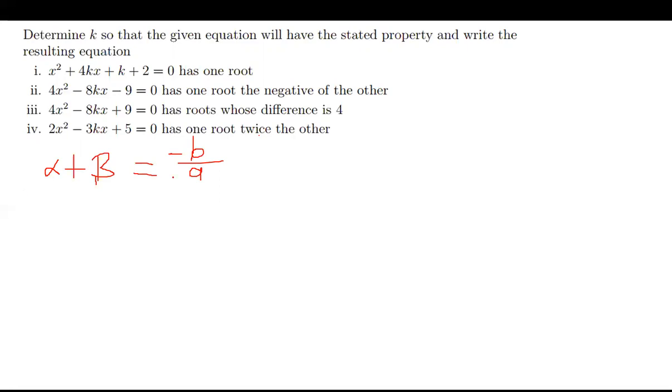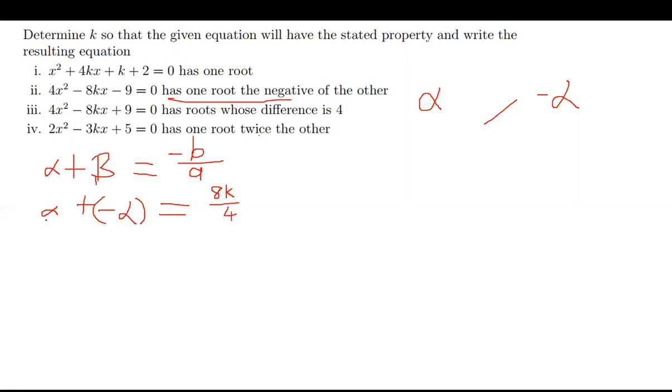So alpha plus beta, in our case, we only have one alpha, and the other alpha is what? It is the negative of this other alpha, meaning what we have here would be alpha plus negative alpha instead of alpha plus beta. Then our negative b there would be negative 8k, so it will be 8k. So 8k would be our negative b there. Then our a there would be 4.